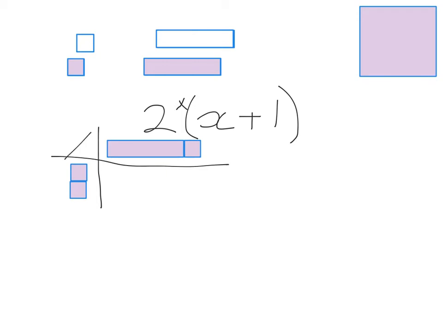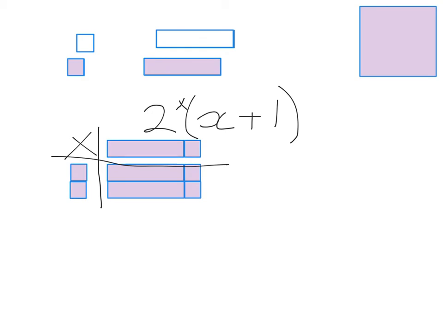Just going to multiply these together. So this new shape that's going to be here is going to have the length the same here and the height the same here. So that and that's one of them, and then that's 2 of them, and this is your total new area, which is 2x plus 2.